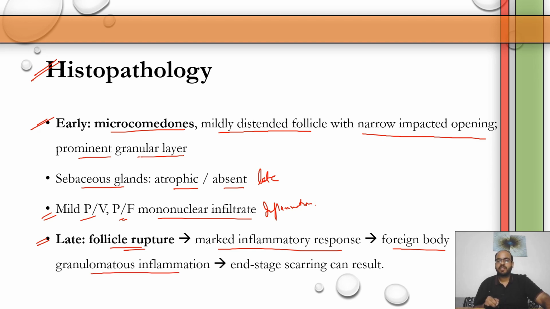And in end stage, when the inflammation goes away, scarring can happen. The scarring is important, and that happens when the inflammation goes unchecked. When there is significant tissue destruction, you have scarring. Okay.